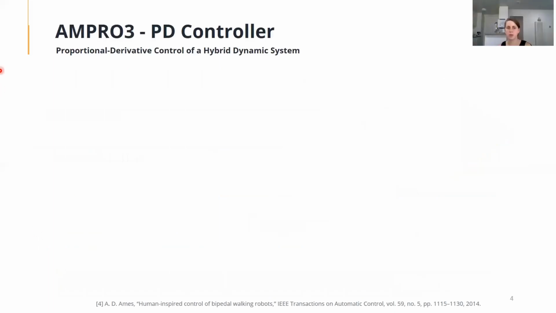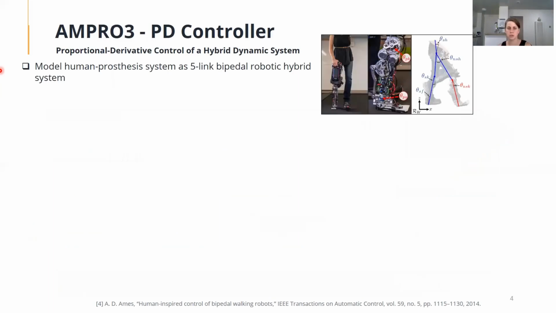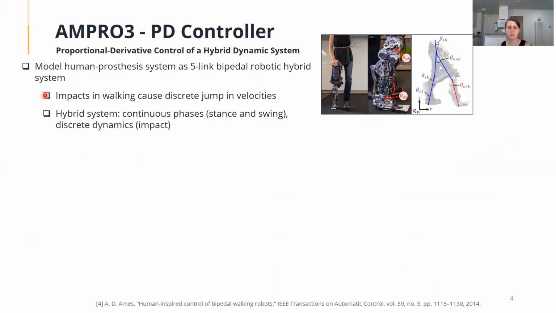I will now describe the current prosthesis control method of a PD controller. To develop trajectories for the prosthesis, we model the entire human prosthesis system as a 5-link bipedal system. Every time the foot hits the ground in walking, this impact causes a discrete jump in velocities. Hence, we model the system as a hybrid system where there are continuous phases for when the leg is standing and swinging and discrete dynamics to model the impacts.